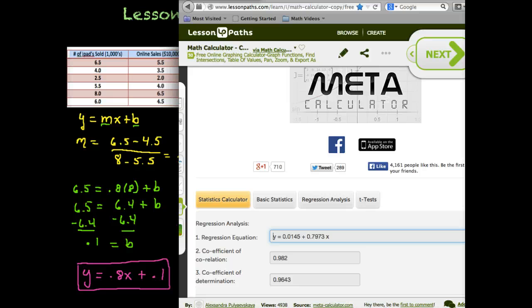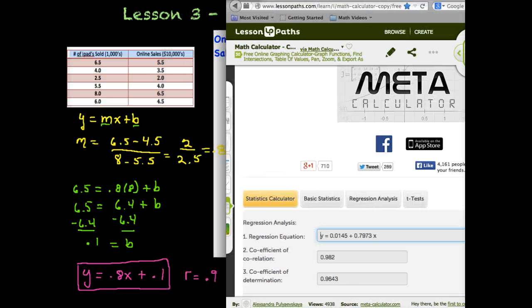Now remember, what did we say for the correlation coefficient? We said r equals 0.9, and they got r equals 0.9. And they said that the coefficient of correlation, which is the same thing, is 0.982. So very close to 1, and we had a pretty good estimate.